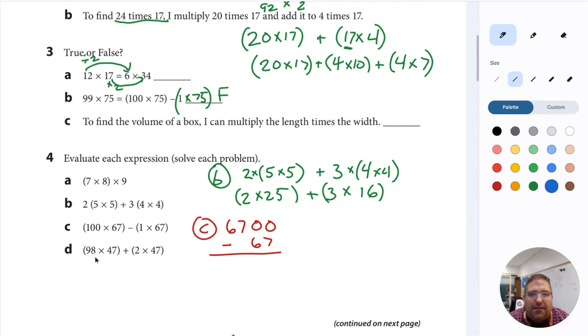And then D, we're going to rewrite D. So 98 times 47 plus 2 more groups of 47. Well, if I have 98 groups of 47, I add 2 more groups of 47, that means we actually have 100 groups of 47. So for letter D, we're going to rewrite that as 100 times 47. Okay, and you should be able to finish that from there. Again, let me know if you have any questions.